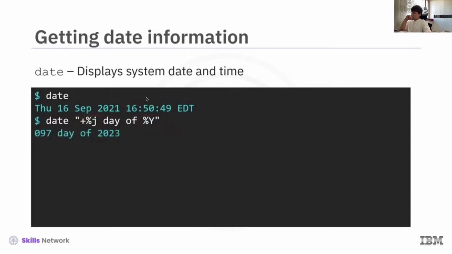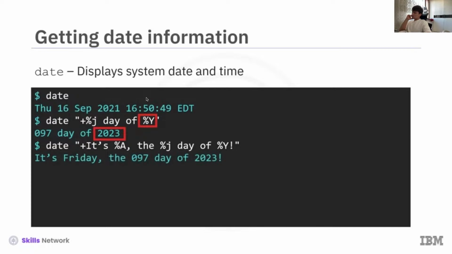This command prints "97" for the 97th day of the year, the words "day of", and the year 2023. Notice how %Y is replaced by the year 2023. Finally, here is another example to show how you can further combine format controls with text to print unique strings. By bringing together controls like %A, %j, and %Y with text, you can print a line that tells you the day of the week, the day, and the year.